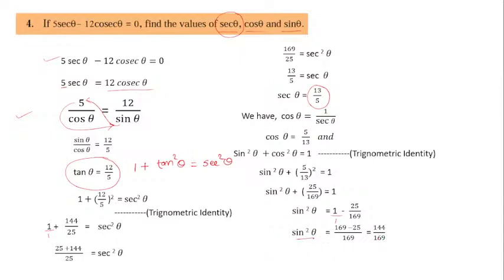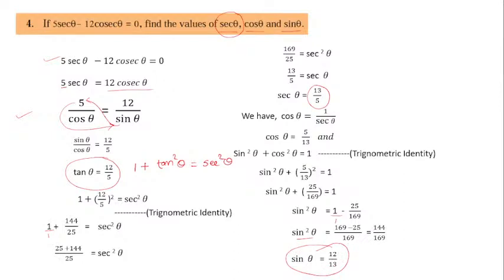We want the value of sin theta, so again we should take a square root on both the sides. So we get sin theta is equal to square root of 144, that's 12, divided by square root of 169, that's 13. So this is the value of the third trigonometric ratio, that is sin theta is equal to 12 divided by 13.